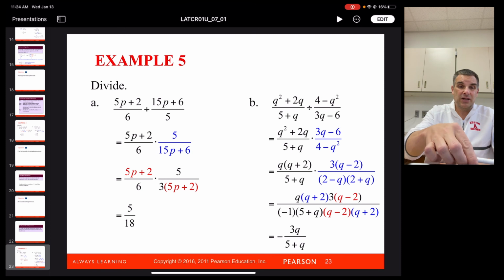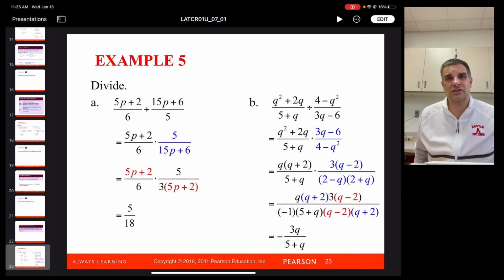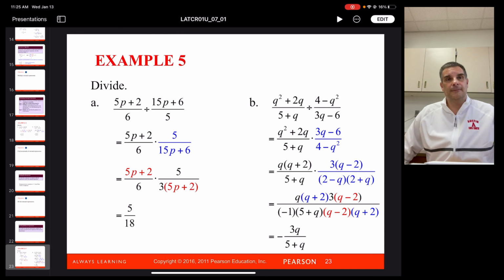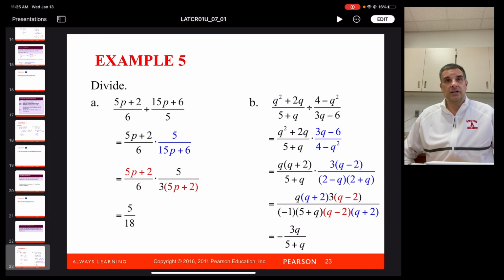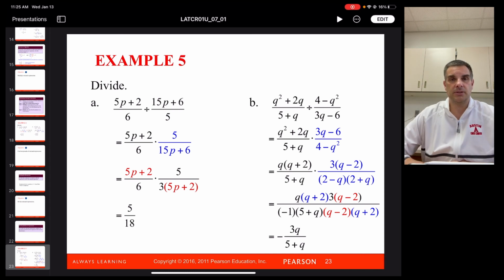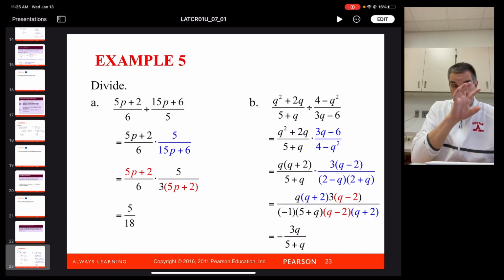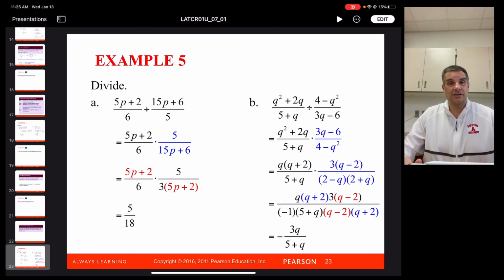That's dividing. So this is your second lesson. This was 7.1b. Make sure when you're doing this that you factor everything that can be factored. And then if you can reduce, and then top times the top and the bottom times the bottom. And when you divide, you leave the first one alone, change it to multiplication, and then use the reciprocal. So that does it for section 7.1.